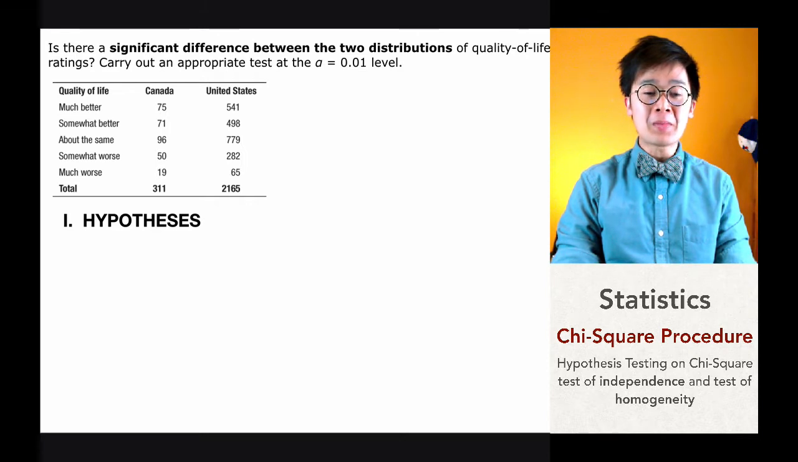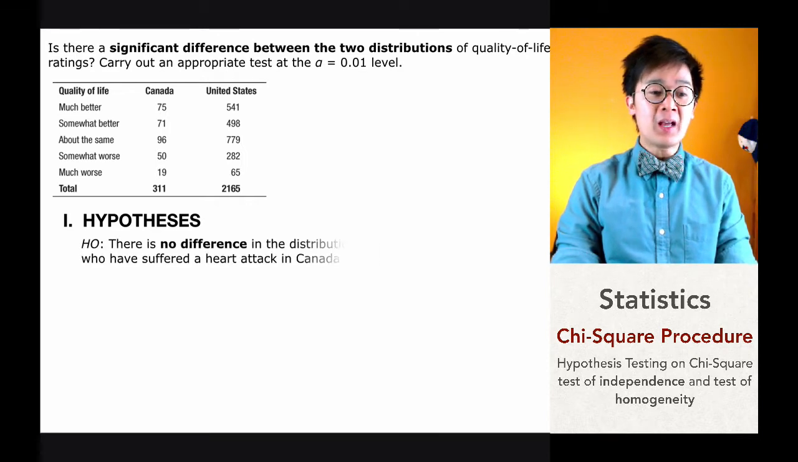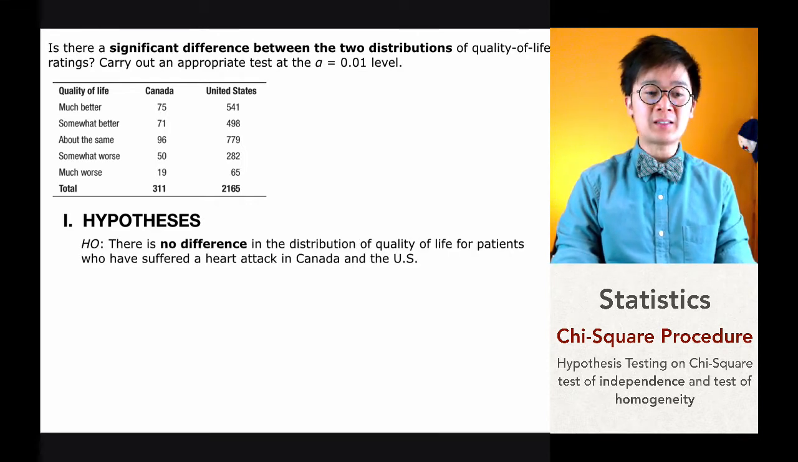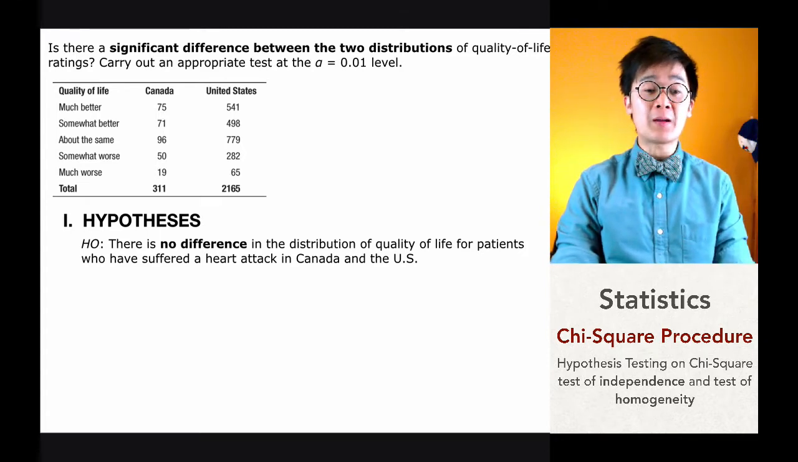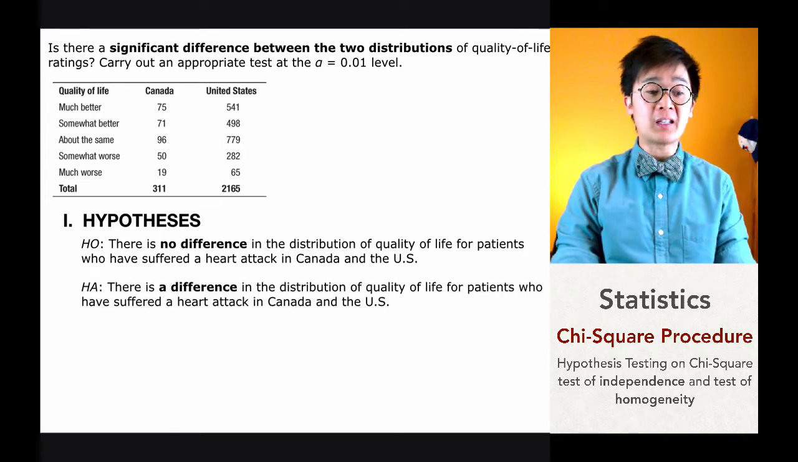So for this one, our null hypothesis will be that there's no difference in the distribution of quality of life for patients who have suffered a heart attack in Canada and the United States. And our alternative hypothesis is going to be that there is a difference in the distribution of quality of life for patients who have suffered heart attacks in Canada and the United States. Now we're going to be testing this hypothesis at an alpha of 0.01 or 1%.